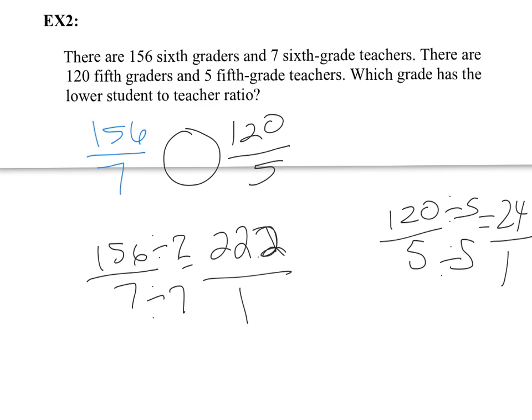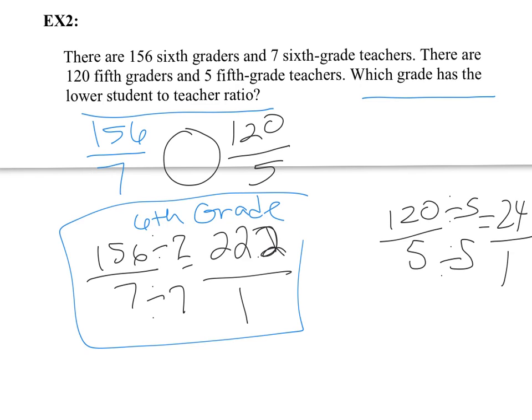So the question's asking me which grade has the lower student to teacher ratio. Well, it would be the 6th grade, because 6th grade only has about 22 students for every 1 teacher instead of the 24. So that would be the better ratio.